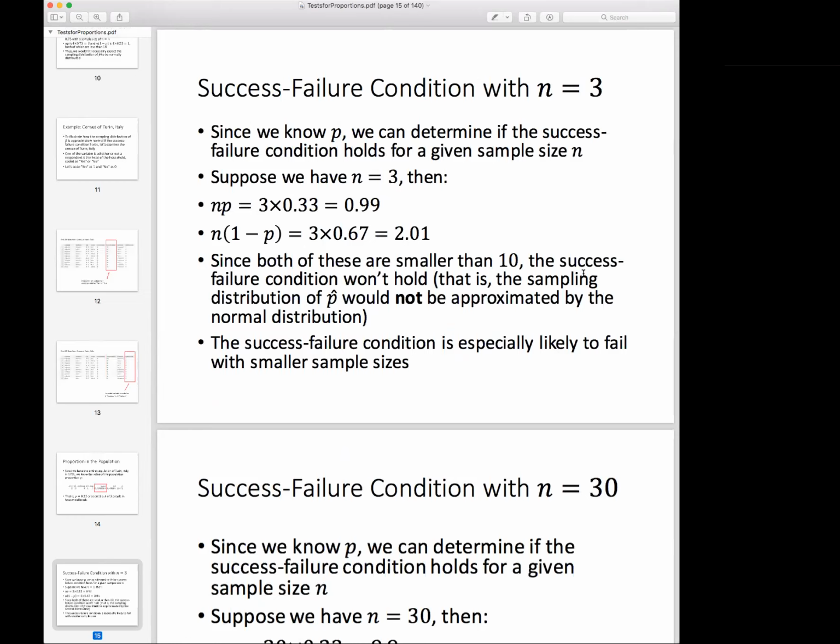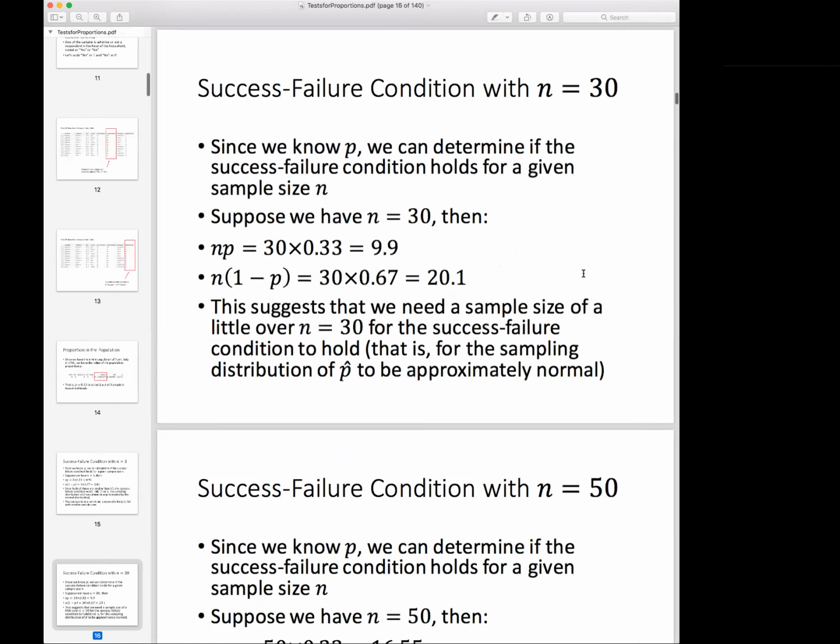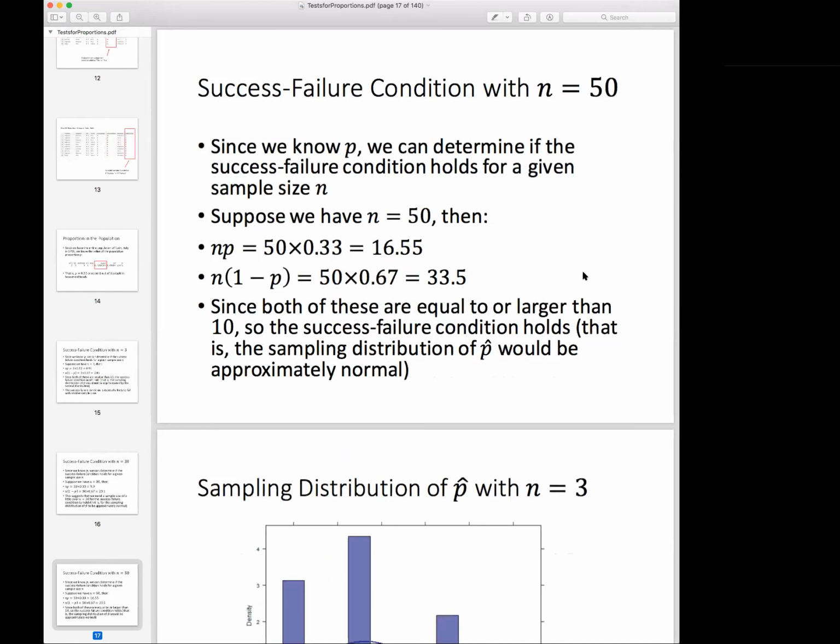Therefore, it's likely to fail with a small sample size. However, with a larger sample size of 30, that actually would hold. That's basically the cutoff point, because 1/3 of 30 is 10. So you would need at least a sample size of 30 in order to satisfy the success-failure condition here, which is to say that you expect there to be at least 10 successes and at least 10 failures. So for a sample size of 50, that would hold.